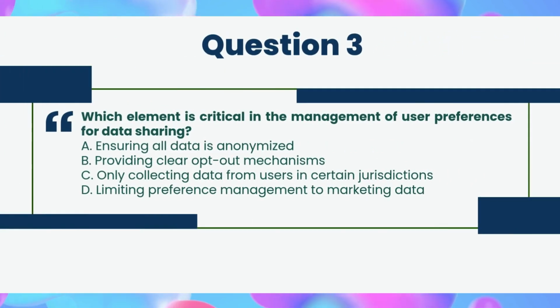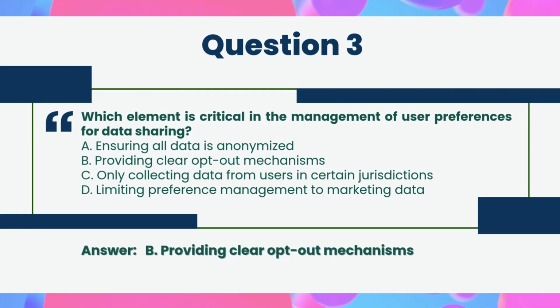Question 3. Which element is critical in the management of user preferences for data sharing? A. Ensuring all data is anonymized. B. Providing clear opt-out mechanisms. C. Only collecting data from users in certain jurisdictions. D. Limiting preference management to marketing data. The answer is B. Providing clear opt-out mechanisms. Managing user preferences effectively involves providing easy-to-understand mechanisms for users to opt out of data sharing.